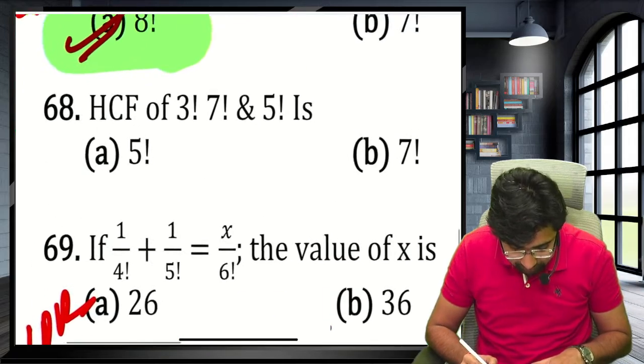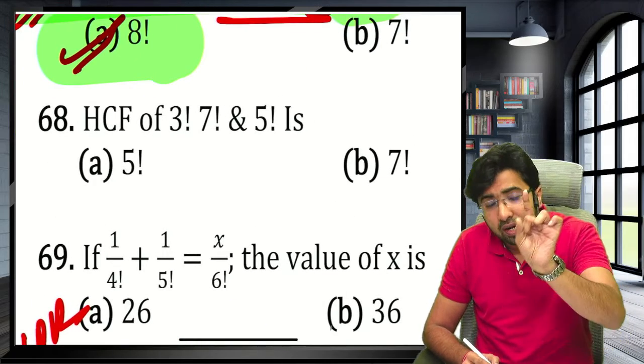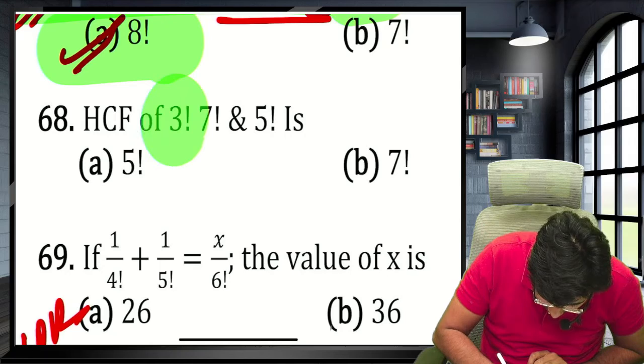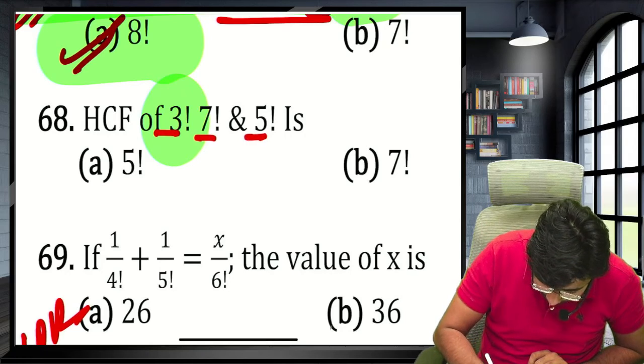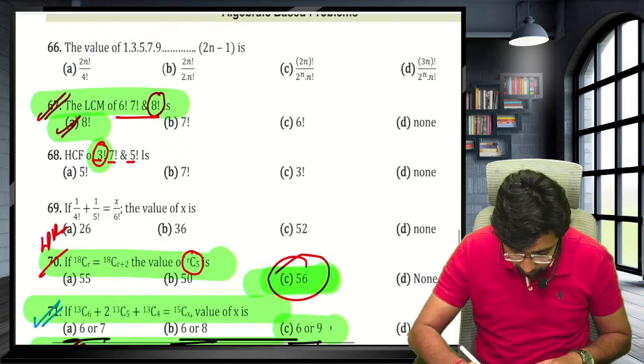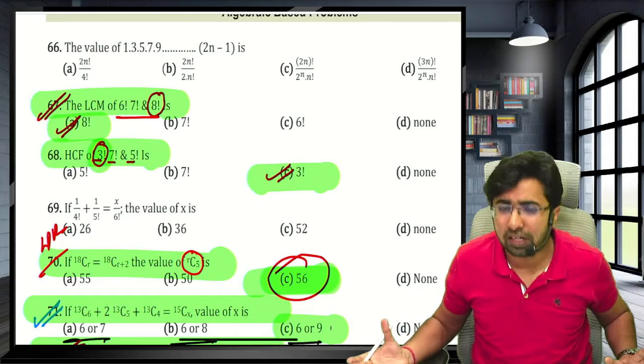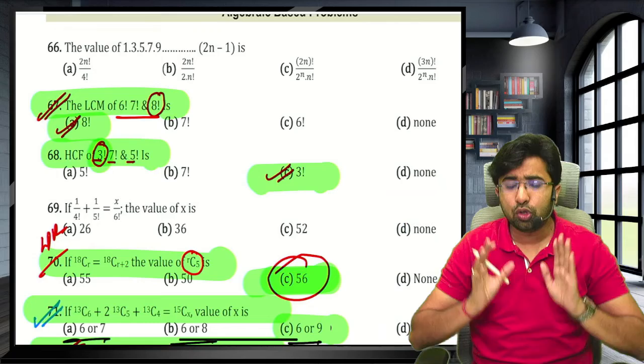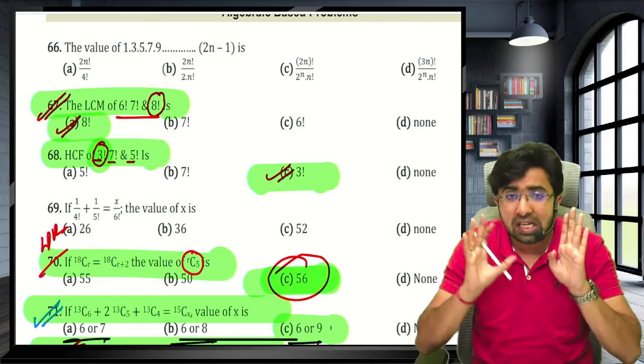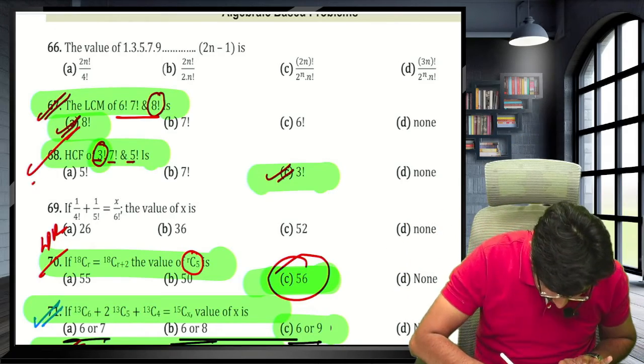HCF, guys, is the factorial of the smallest integer. What is the smallest integer? 3, 7, 5. What is the smallest? 3. So guys, 3 factorial is the HCF. Guys, I hope you find these questions very easy, and I hope now these questions will not give you any kind of panic situation. Guys, we are done with this.